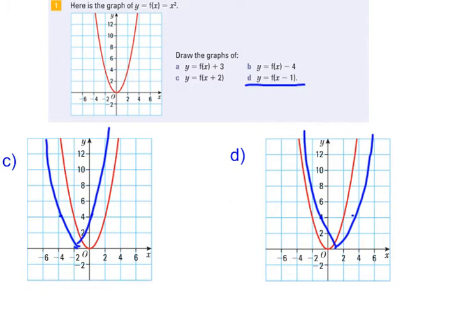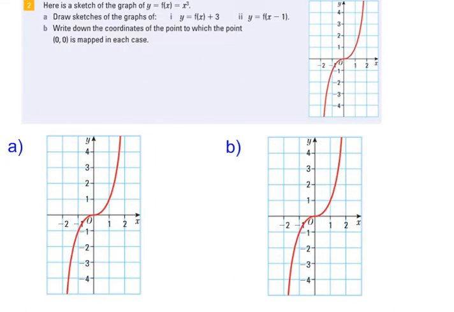So if it's outside of the brackets, it affects the y values. If it's inside the brackets, it affects the x values, and it does the opposite of what you expect. So here, different function this time, y equals x cubed. If I was going to plot y equals f of x plus 3, that's going to add 3 to all of my y values.